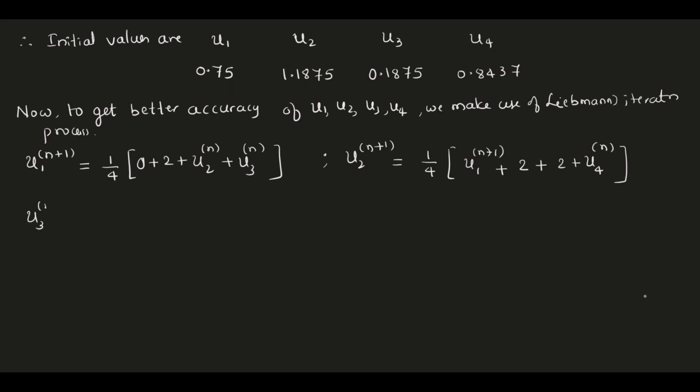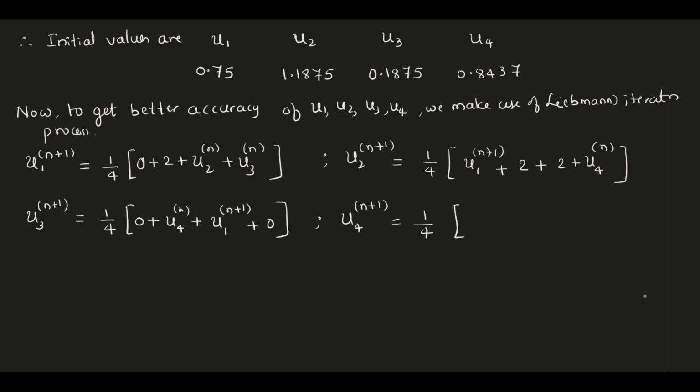Next, u3 of n plus 1. u3 of n plus 1 is what? 1 by 4. You have to write all the standard general formulas first, then go on substituting n values. For u3 it is 0 plus u4 of n plus the upper value u1 of n plus 1, because we will get u1 here. That's why 0. Next, u4 of n plus 1 is equal to 1 by 4.